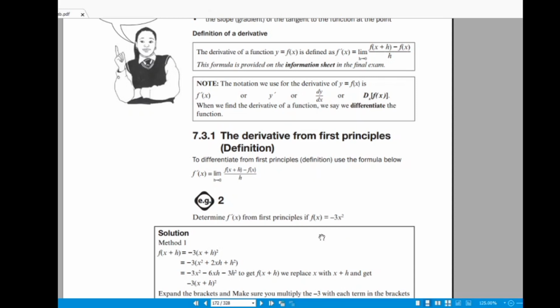So now let us do this example. We have a function f of x equals minus 3x squared, and then we want to determine the derivative of f at x from first principles, right? I know my definition of the derivative is f prime of x equals the limit as h goes to 0 of f of x plus h minus f of x divided by h.